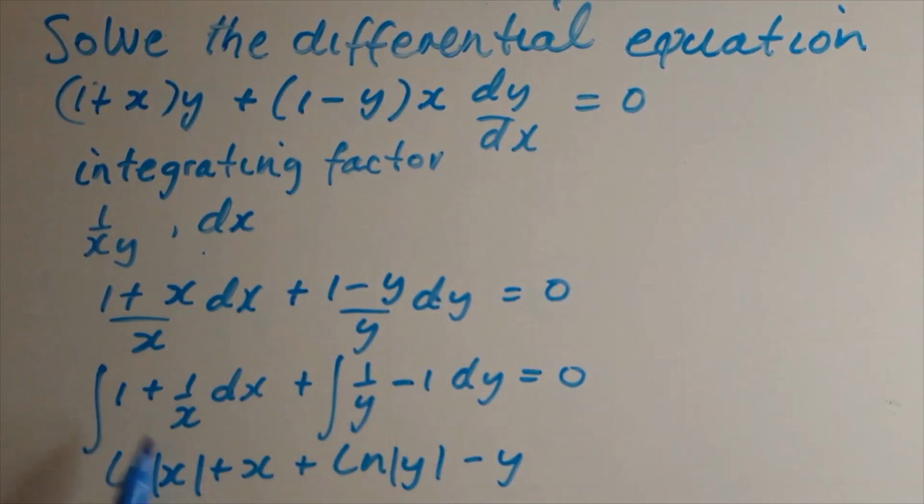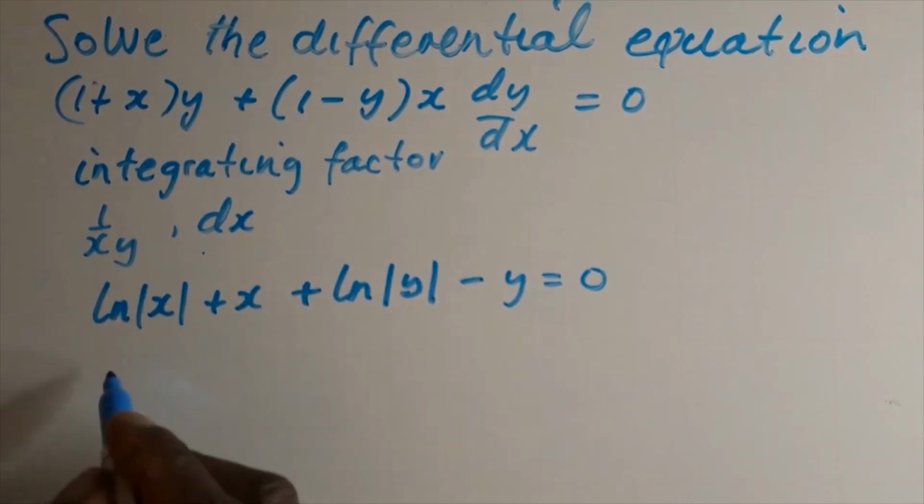We integrate 1, we have x. We integrate 1 over x, we have ln of the modulus of x, and 1 over y is ln of the modulus of y. And this is equal to c.